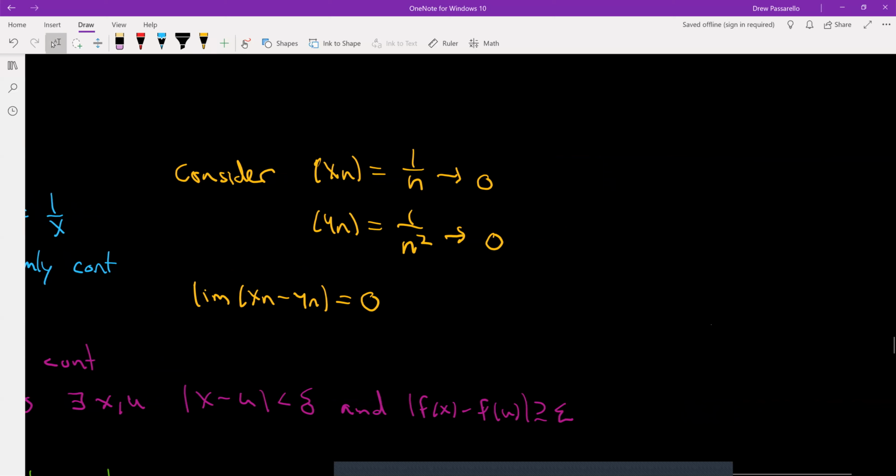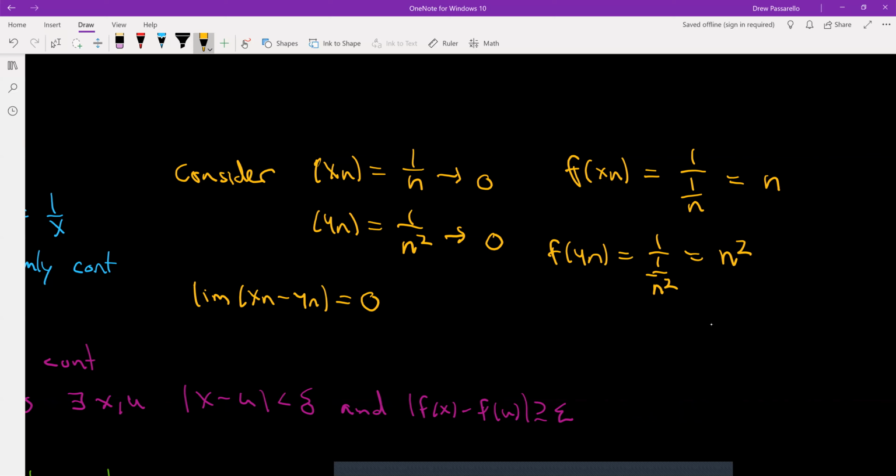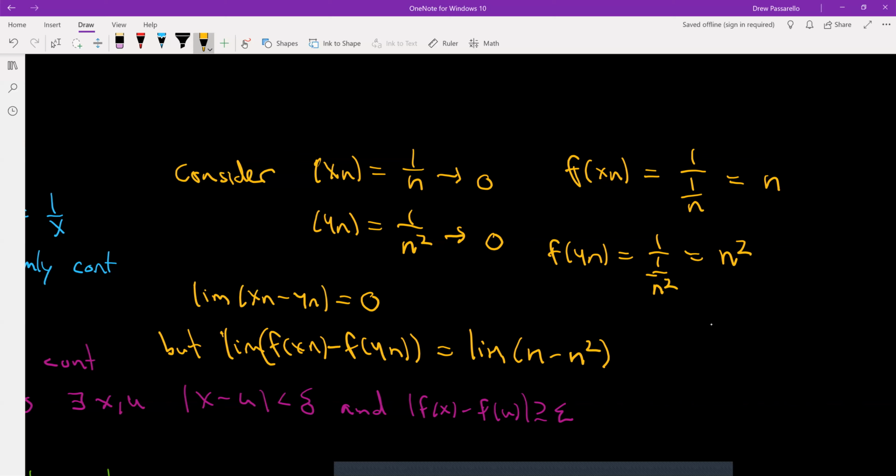But if you do f of xn, that's 1 over 1 over n, which equals n. If you do f of yn, it's 1 over 1 over n squared, which is n squared. So the limit of f of xn minus f of yn is equal to the limit of n, since f of xn turns into n, minus n squared, because f of yn is n squared. All right, and as n goes to infinity, this goes to infinity, so this is not equal to 0.